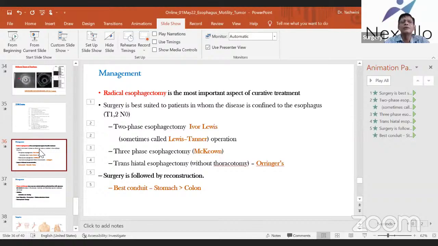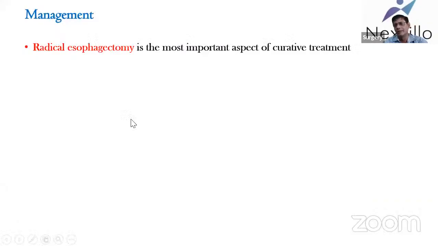So now, students, let's come back to esophageal cancer and the management of esophageal cancer. As such, we are not going to the staging of it because the stages are not so commonly asked. As far as the T staging is concerned, Dr. Rajendra has already explained it to you, so there shouldn't be any problem. The management of choice for esophageal cancer is a radical esophagectomy. It is the most important aspect of the curative treatment. Surgery is best suited to the patient in whom the disease is confined to the esophagus, that is T1, T2, N0. This is the best patient suitable for surgery.